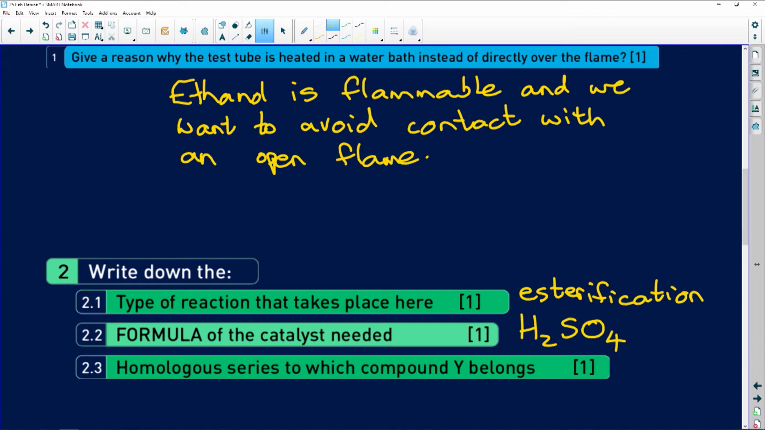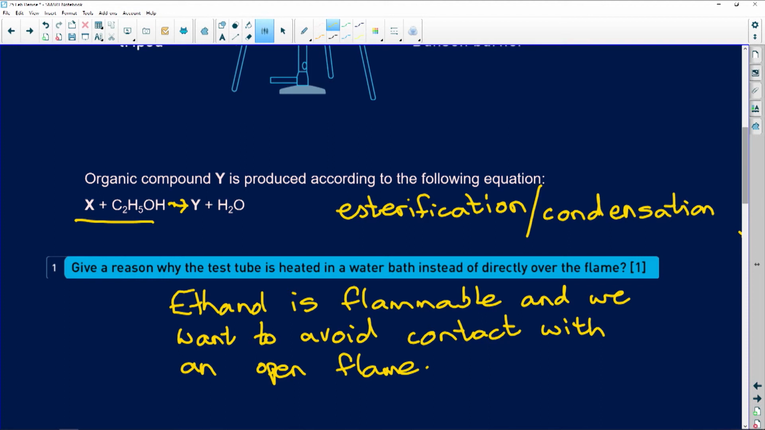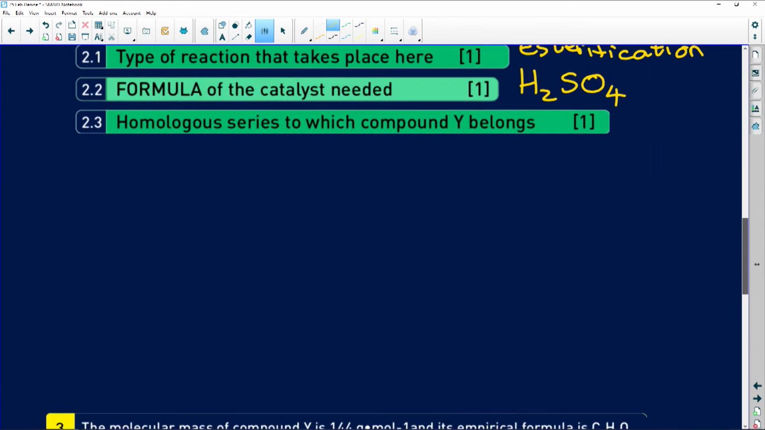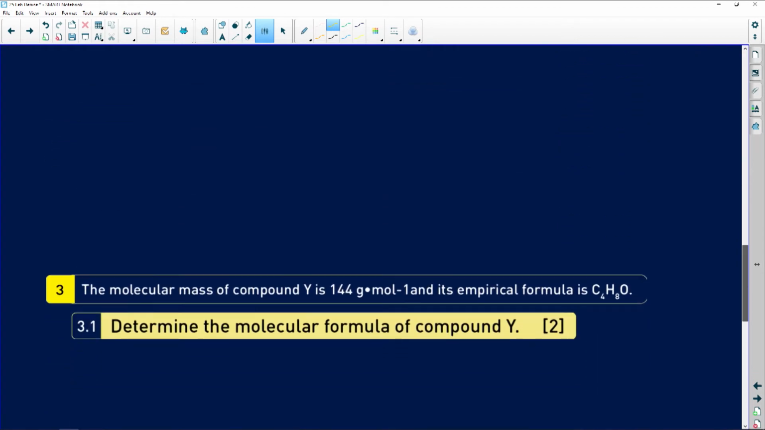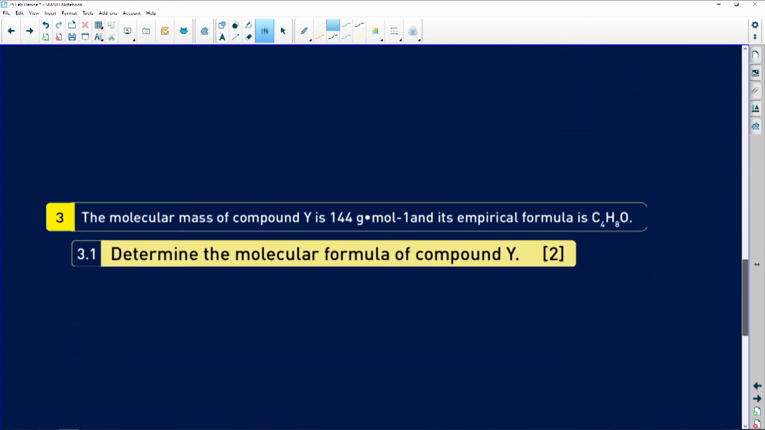Now they want to know the homologous series to which Y belongs. So we identified that this is an esterification reaction, so obviously Y is going to be an ester because we make an ester during esterification. So Y is an ester, and there we go. Good, so nice and easy. Next one says, the molecular mass of compound Y is 144 grams per mole and its empirical formula is C4H8O.